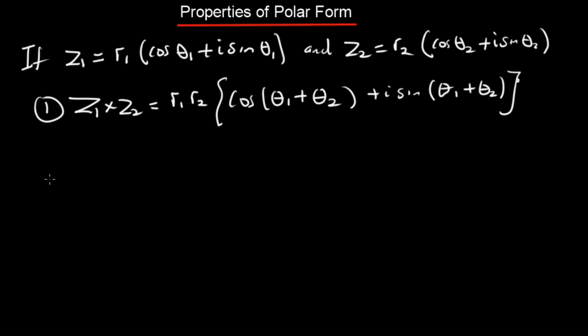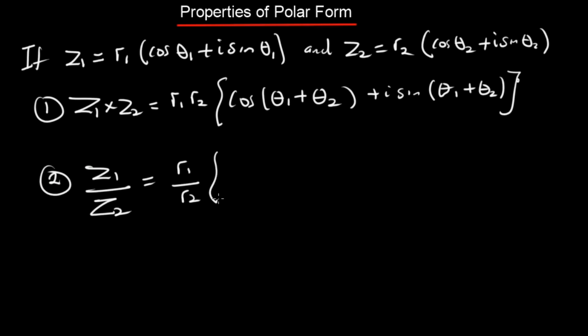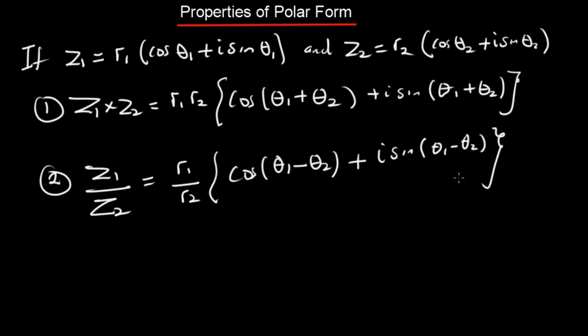The same thing is applicable if you're looking for the division of complex numbers. If you have z1 divided by z2, it's going to be equal to r1 over r2 cos. So instead of having addition, we are going to have subtraction: theta 1 minus theta 2 plus i sine theta 1 minus theta 2. So these are the two properties we'd like to consider: division and also multiplication.